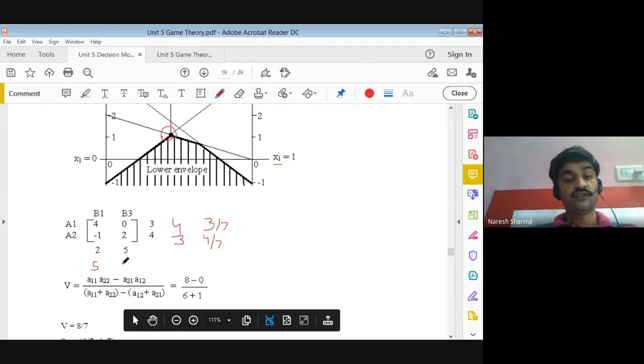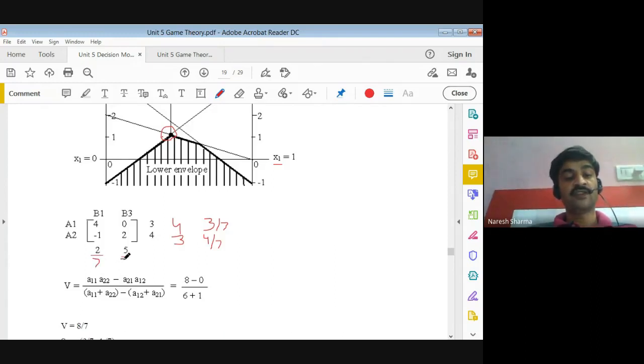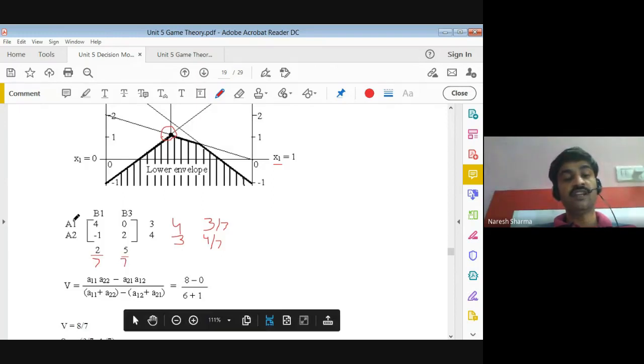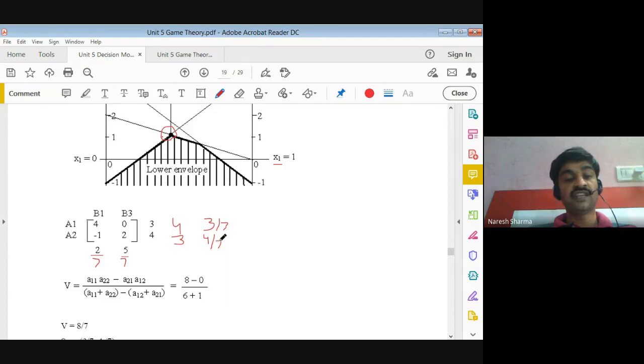2 minus 0 is 2. Now change the position here. Once you change the position, it is 2 and 5, and the addition of these 2 is 7. So we divide this by 7. These are the corresponding probabilities that A chooses the first option, and B player can choose the second option. A3 is not here, so that means no chance of a third option or third strategy here.